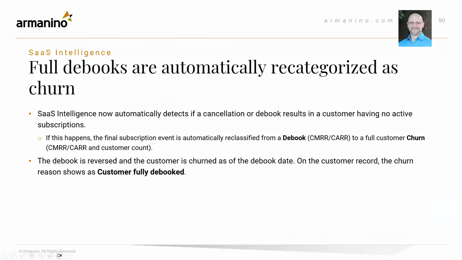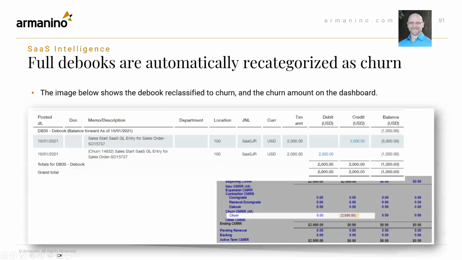SaaS intelligence. Full debooks are automatically recategorized as churn. That's pretty self-explanatory. You can see here, the image below shows the debook class reclassified to churn and the churn amount on the dashboard. So it shows up here when they reclassify the churn there.